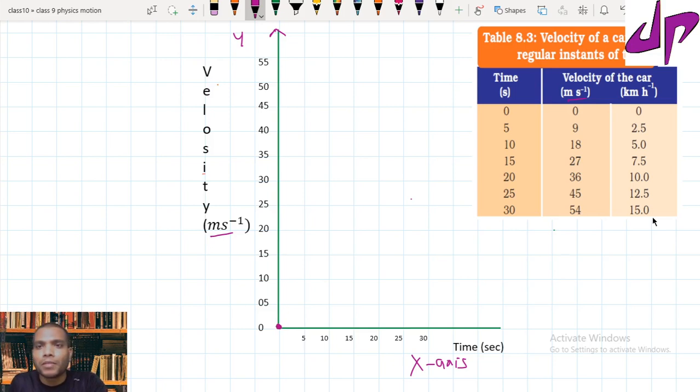Second point, when the time equals 5 seconds, the velocity of the car became 9 meter per second. Now bring the intersection point. So when the time equals 5 seconds here, the velocity is 9, so let it be somewhere here.